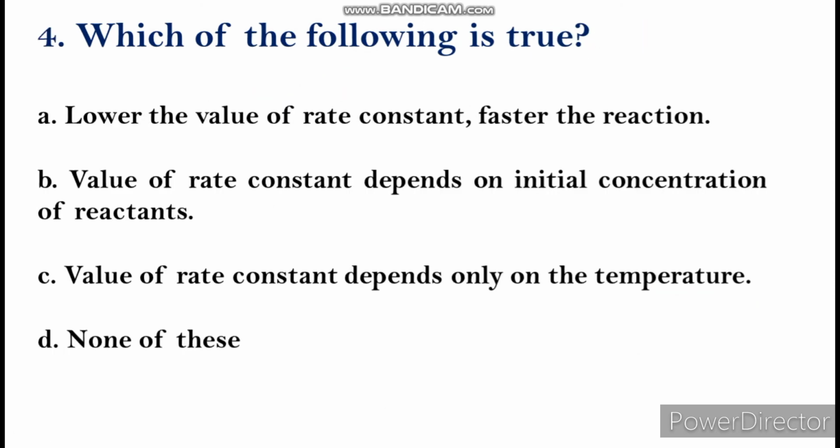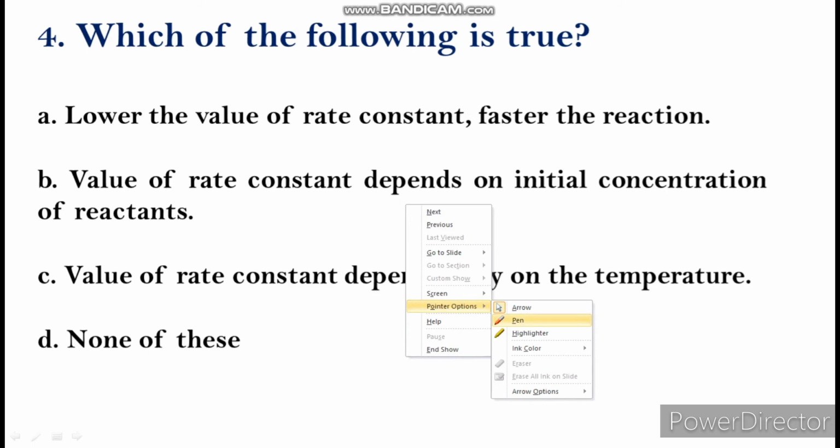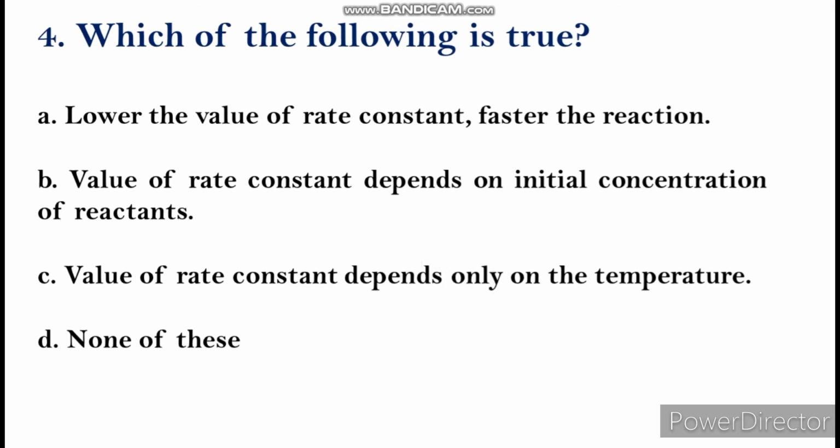Which of the following is true? Option A: lower the value of rate constant, faster is the reaction. See here, rate is given by K into concentration of reactants raised to N, where N is the order of reaction. If you increase K, the rate constant, obviously the rate will also increase. It means the reaction will become faster. So they are saying lower the value of rate constant, faster is the reaction, which is false. So option A is not your answer, because I have asked which of the following is true.